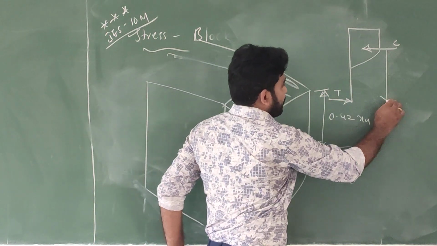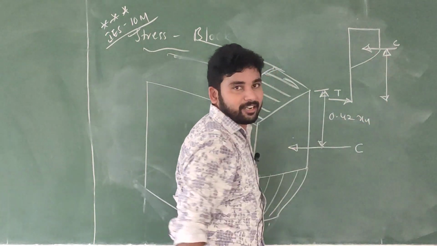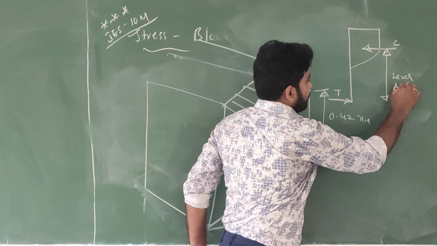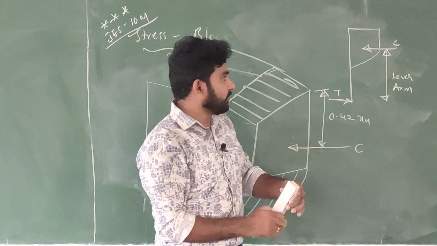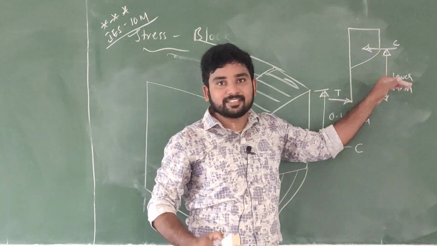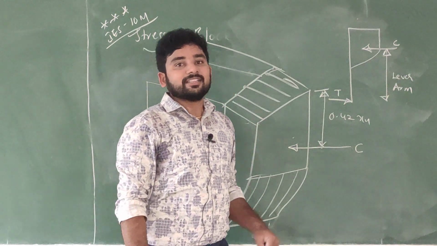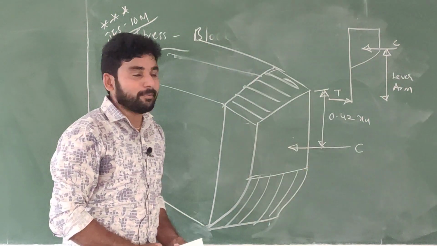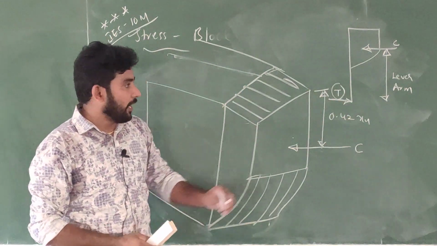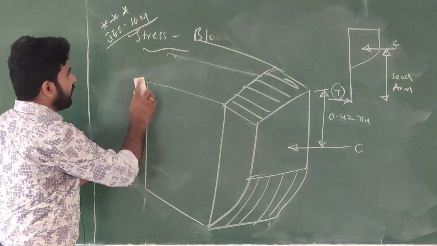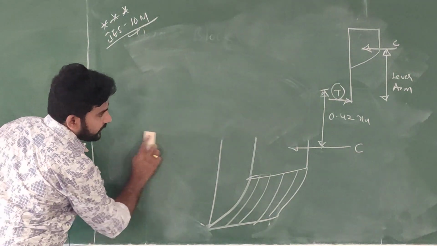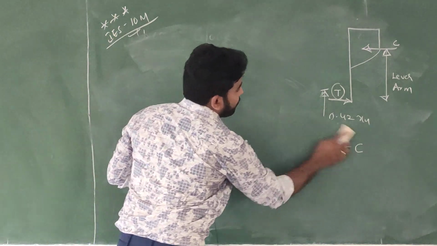The distance between this tension and compression is called the lever arm. The distance between the resultant compression and the resultant tension, this distance we call the lever arm of that member. So compression is over. Now my aim is to find out this tensile force. Very simple. Compressive force took a lot of time. Coming to the tensile force, it is very simple.